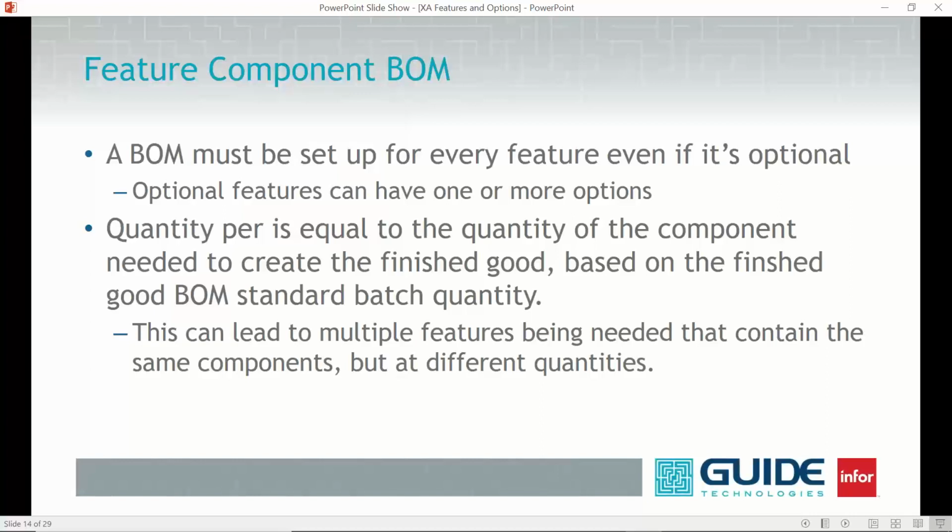Because the quantity per is set to the quantity of the component that is needed to create the finished good, you can end up with multiple features that contain the same component but in different quantities based on selections. So this is something that I have seen from a point of creativity, if you will, that if they choose this option, they need, I don't know, 4 bolts. And if they choose this other option, they need 6 bolts. The quantity per could potentially change. So I have to represent that with 2 different features if I have 2 different quantity pers based on their selection.